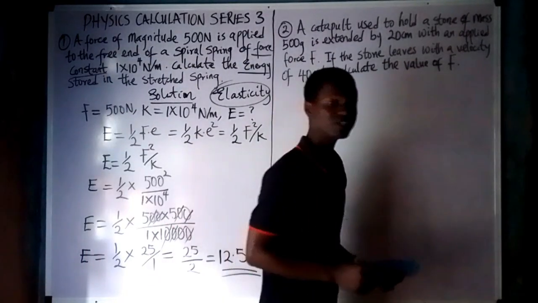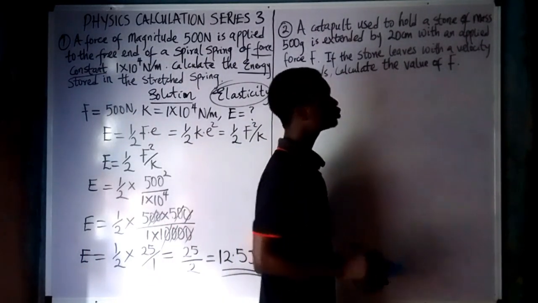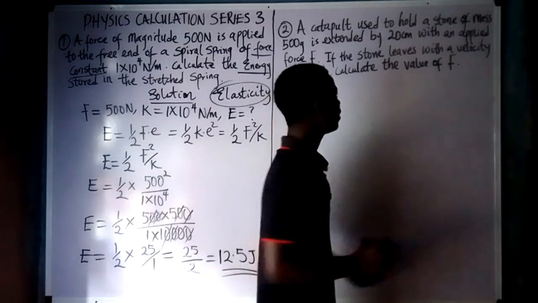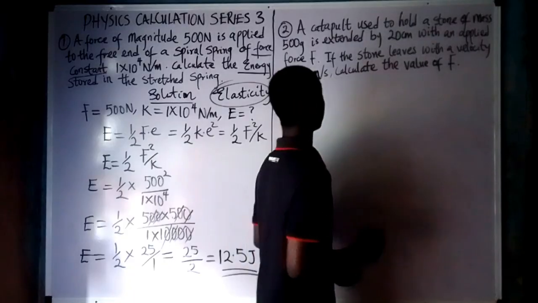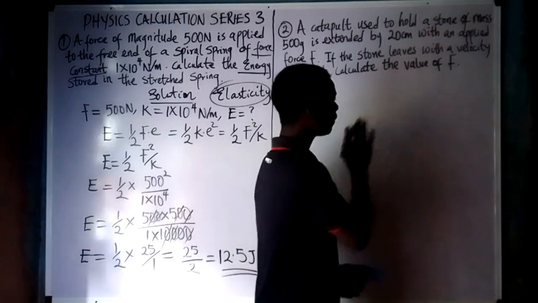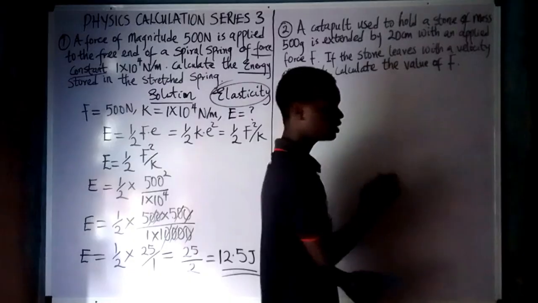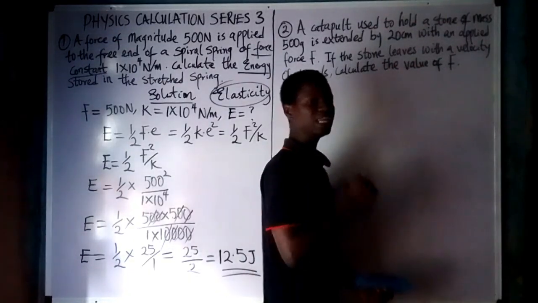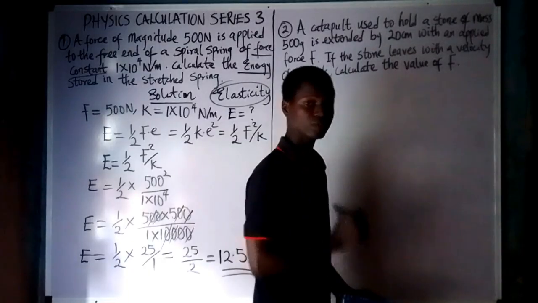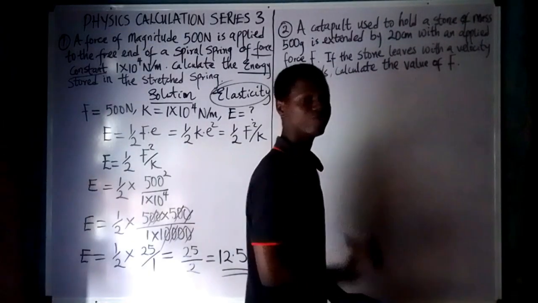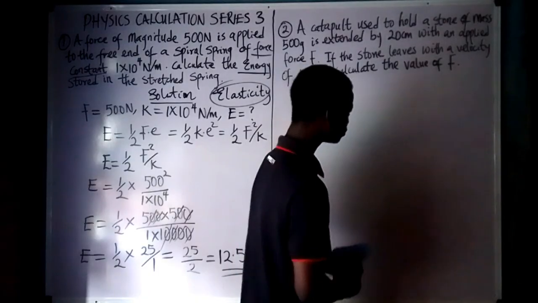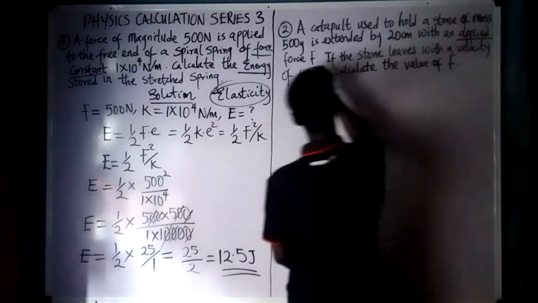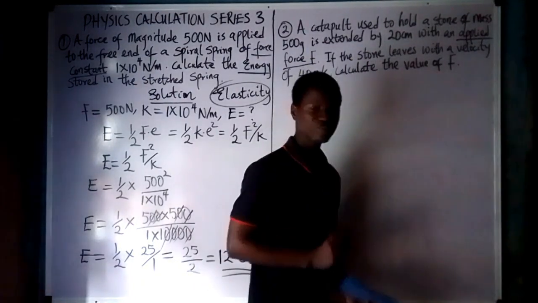The question read, they said, a catapult used to hold a stone of mass 500 gram is extended by 20 cm with an applied force F. So applied force in this question is unknown. It was given as F. Now what is the question? They said if the stone leaves with a velocity of 40 meter per second, calculate the value of F. So in this question, we are asked to finally get the value of the applied force F. That is what is unknown in this very question.